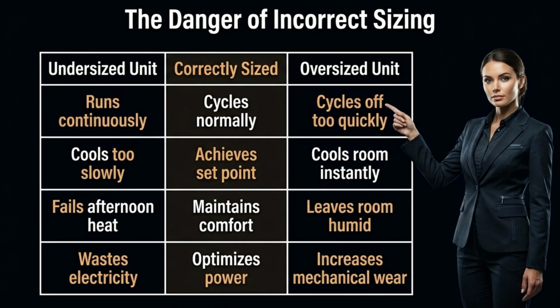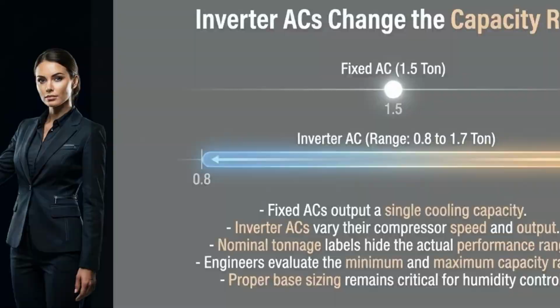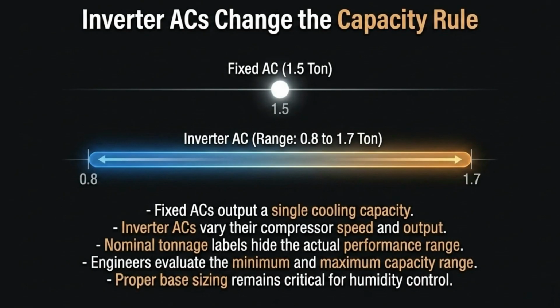Incorrect sizing leads to problems. An undersized unit runs continuously and fails in afternoon heat, while an oversized unit cycles off too quickly, leaving the room humid and increasing mechanical wear. Inverter ACs change the capacity rule. Unlike fixed units, inverters vary their compressor speed and output. Engineers must evaluate the minimum and maximum capacity range to ensure effective performance.